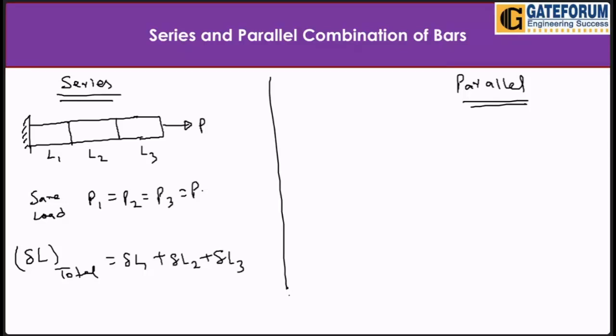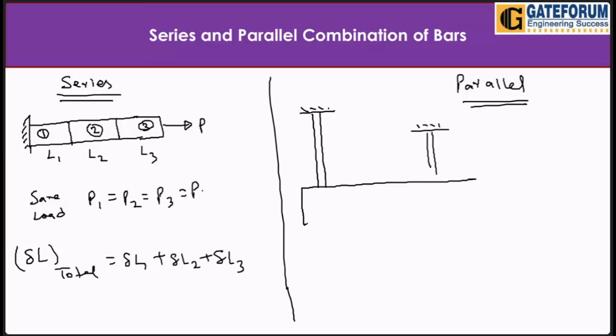But what happened in parallel? Just look at the first portion, second portion, third portion. Okay, but here in parallel what happens? Suppose here we have one rod, and suppose here we have another rod, the second rod here, and there is one rigid bar which is hanging with the help of these rods.